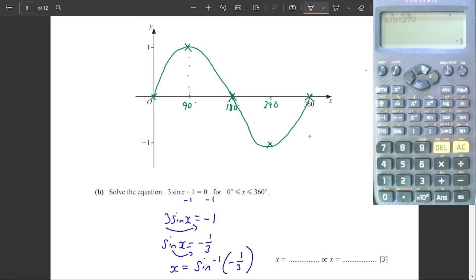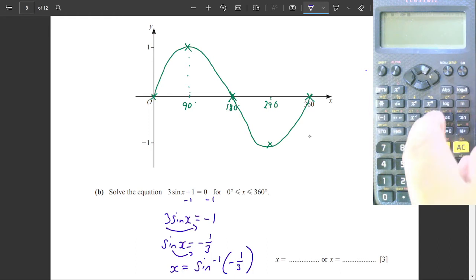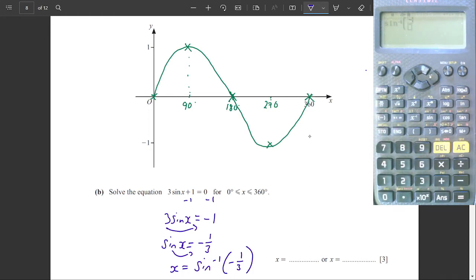minus a third. Okay, let's put that into our calculator. Shift sin, negative. Remember that negative can be above the line, below the line, in front of the fraction. That doesn't matter. 1 over 3. Close the brackets. Bam, we got an answer. Okay. So we get x equals minus 19.471.